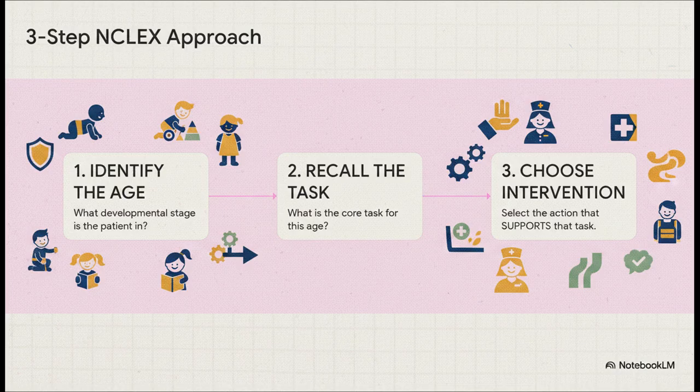Second, recall the core task of that stage. Are they working on trust, autonomy, industry, identity? And finally, just scan the answer choices and pick the one that directly supports the child in achieving that specific developmental task. It's a foolproof way to connect theory directly to practice.